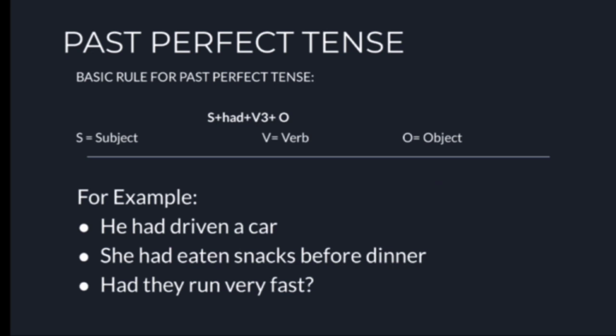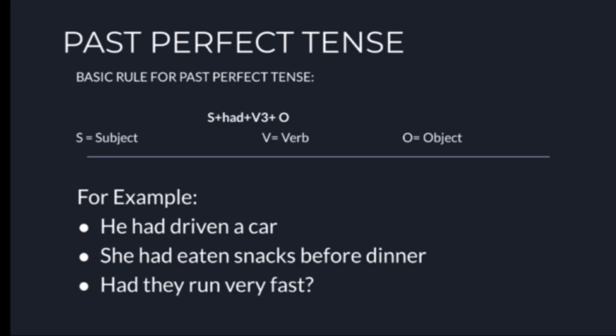That's it. And then we have past perfect. It could be a little bit tricky for you guys, but it's okay, you can understand this as well. The basic rule for this perfect tense would be subject plus had plus V3 plus object, right?